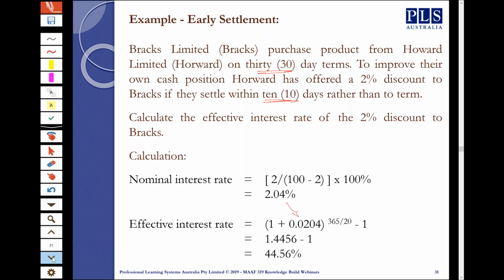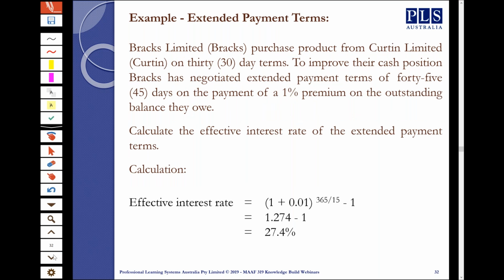Similar logic if you're going to do it for extended payment terms. We normally pay on 30 days to improve our cash position. We've negotiated extended payment terms on a premium of 1%. Calculate the effective interest rate in this case. You just take the 1%, so that's it going in there. Note I'm going from 30 to 45, so I'm 15. So the effective interest rate in that instance is 27.4%.